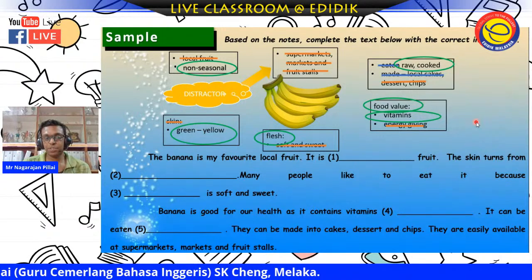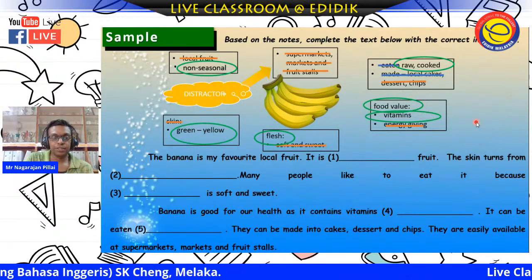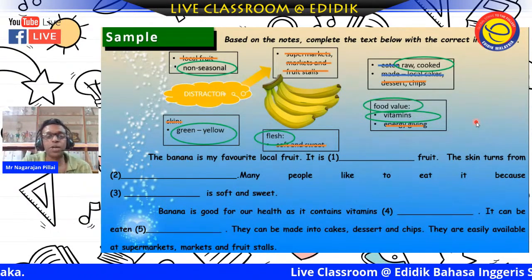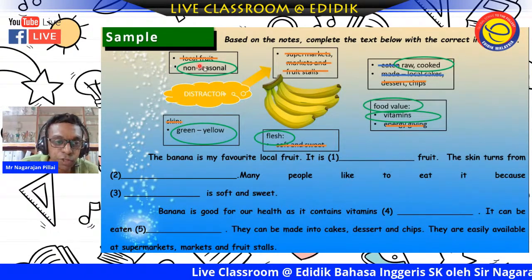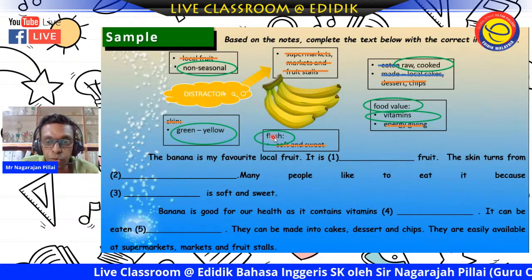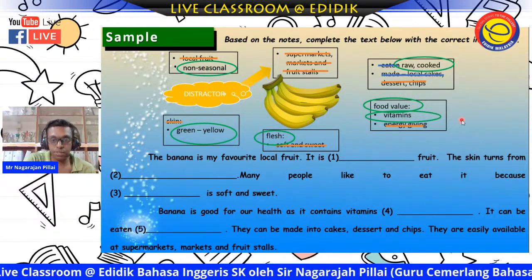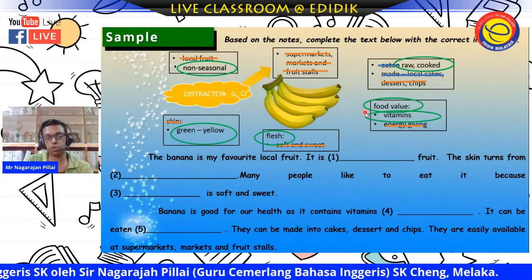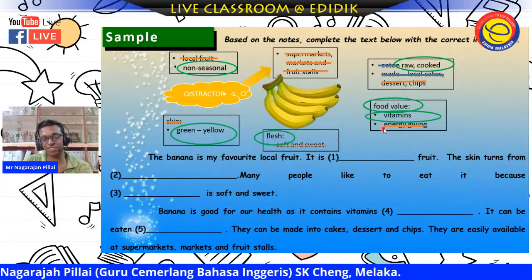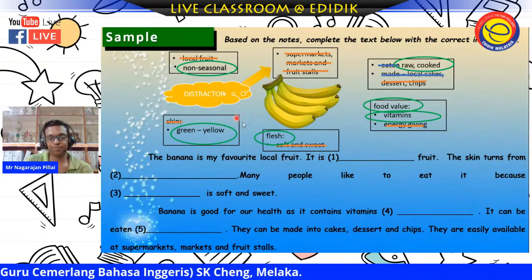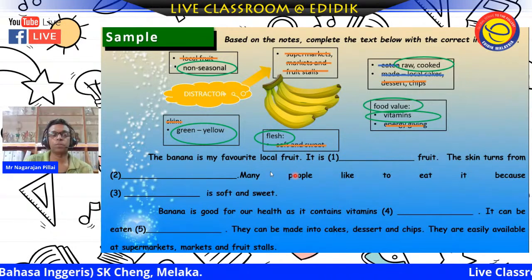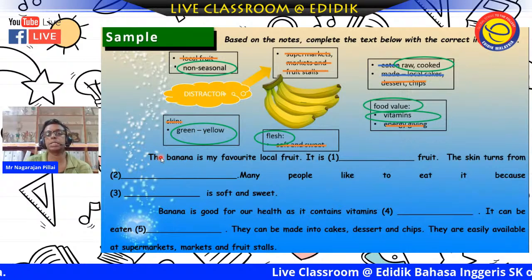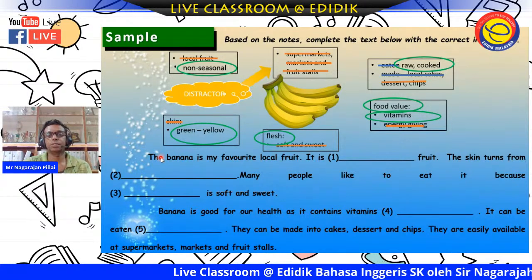Okay, shall we proceed? Now, how do we transfer this information? I have shown you this 1, 2, 3, 4, 5, 6. We have 6 words in the green circle there. So you need to choose those words which suit the blank. Let's do number 1. The banana is my favorite local fruit. Then it is blank fruit.